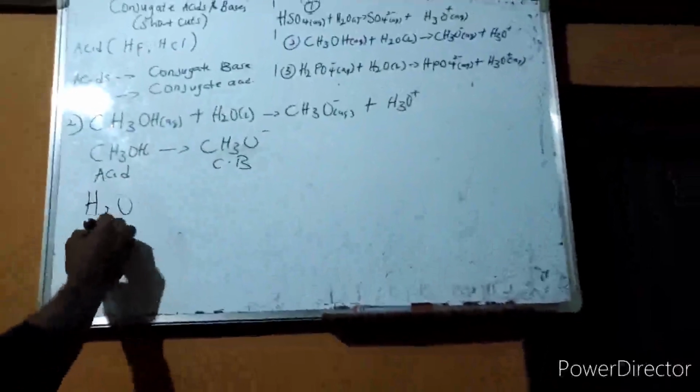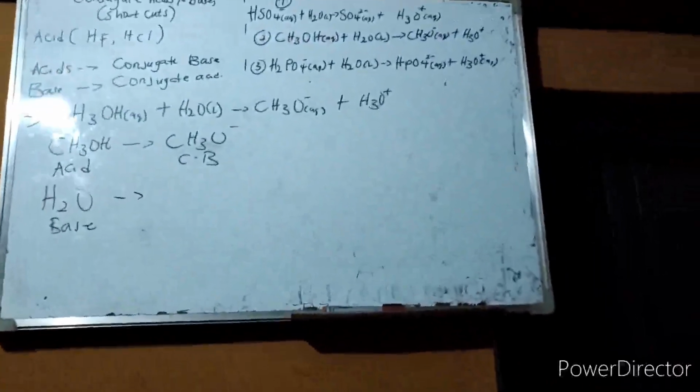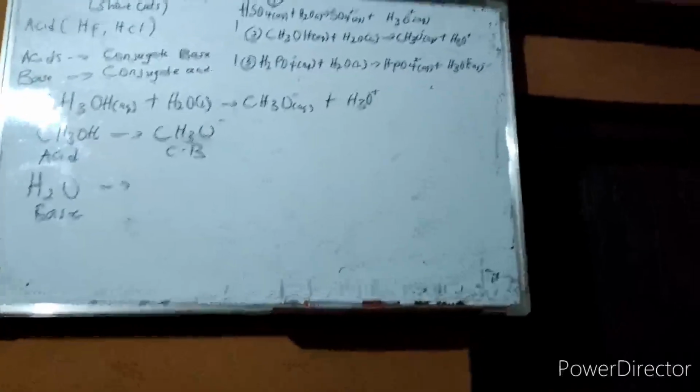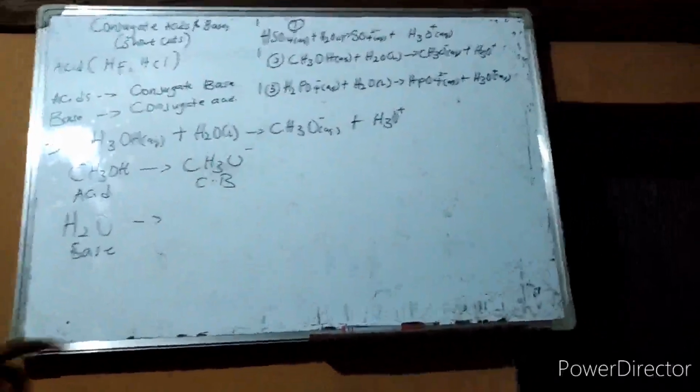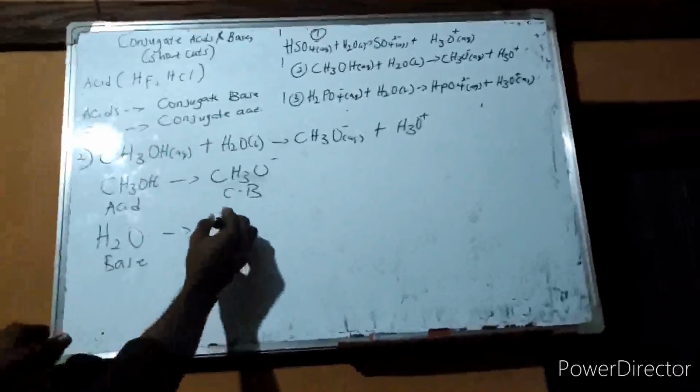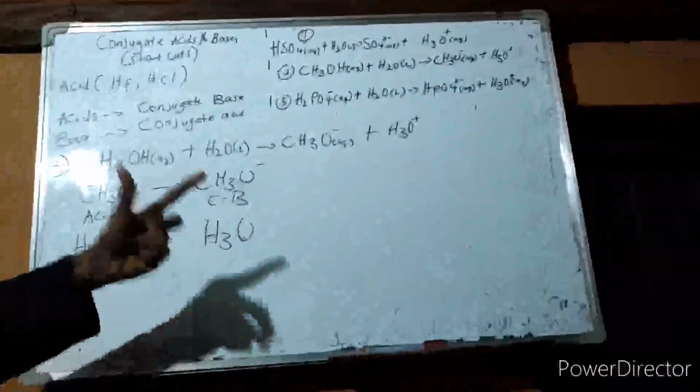Same thing applies to H2O. If this is the base, you want to form the conjugate acid. It's the opposite. Remember, if you have the acid, you want to form the conjugate base, you remove hydrogen. But this time around, what you need to do, you have to add what? Hydrogen. Then when you add hydrogen to H2O, you are going to have H3O. True or false? True. Add one hydrogen atom to H2O, you have H3O.